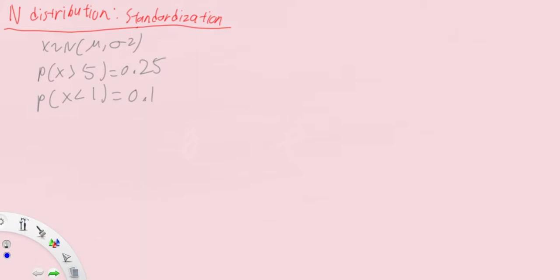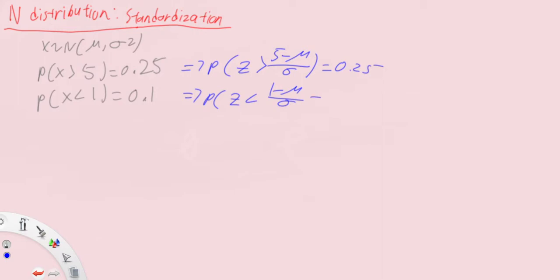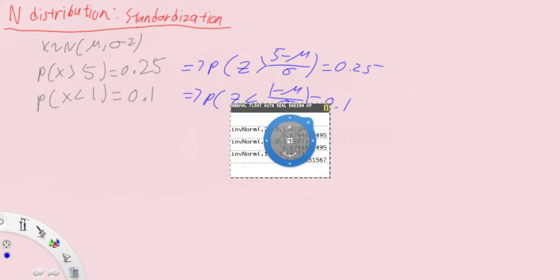Alright, so we standardize this, and you then have P(Z bigger than (5 minus mean) over sigma) equals 0.25. From here, similarly, P(Z less than (1 minus mean) over sigma) equals 0.1. Then from here, we can now apply our inverse norm because we now know the distribution of Z, which is 0,1, the standard normal distribution. As such, we do standardization to get the following values, which are right here.